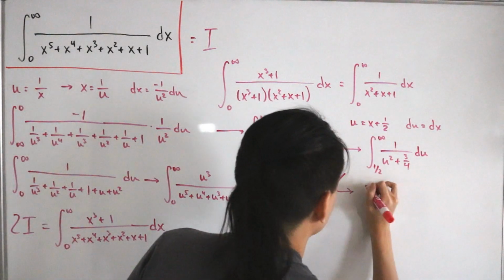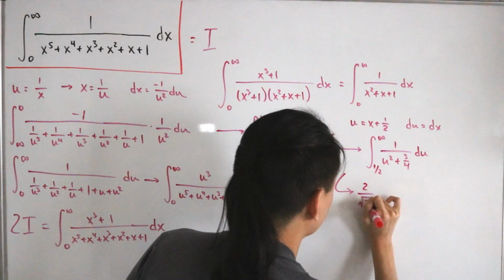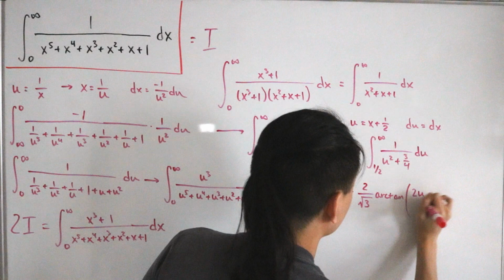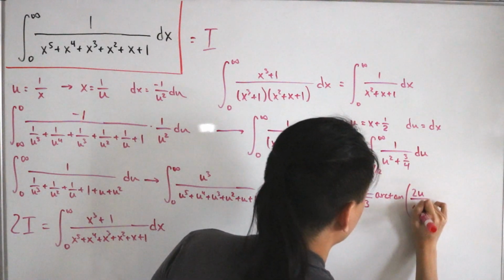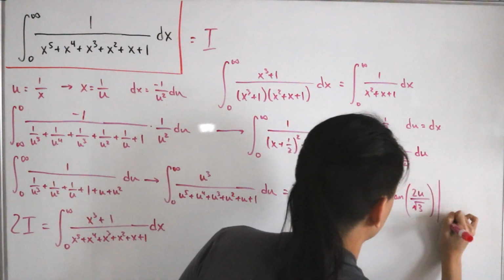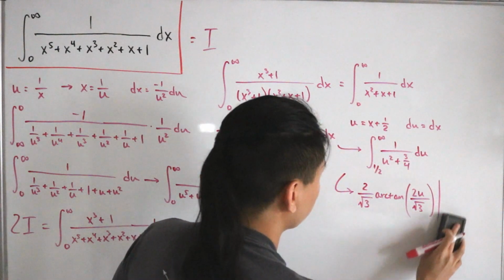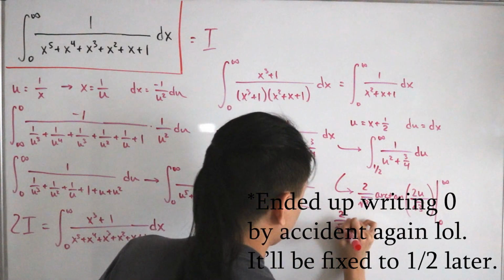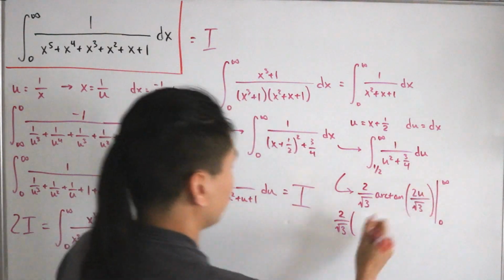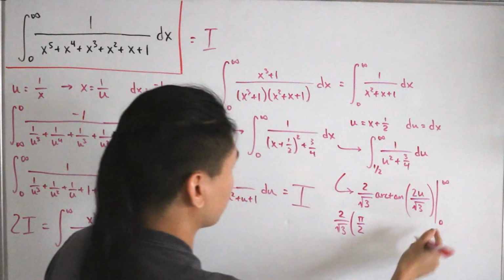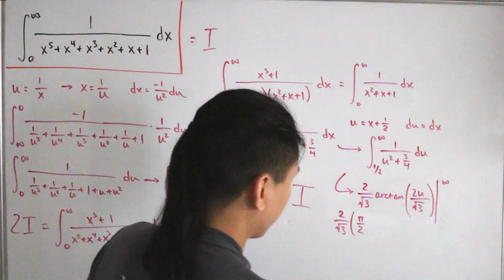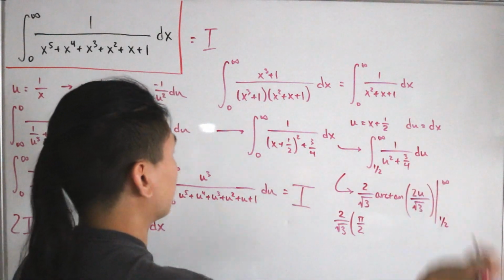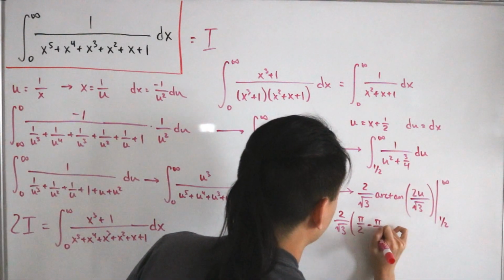By doing so, we now have 2 divided by the square root of 3 multiplied by the arctan of 2u divided by the square root of 3, evaluated from 1/2 to positive infinity. So let me first write 2 over square root of 3, and if I plug in infinity, that's going to be pi divided by 2. And if I plug in, I actually wrote 0 again, sorry about that, that's supposed to be 1/2. Then if I plug in 1/2, I have arctan of 1 divided by square root of 3, which is the same thing as pi divided by 6.